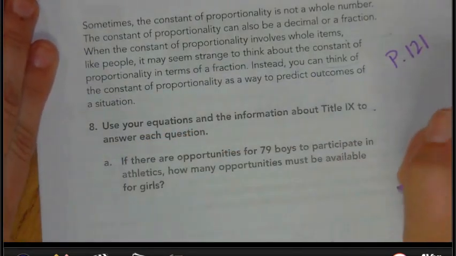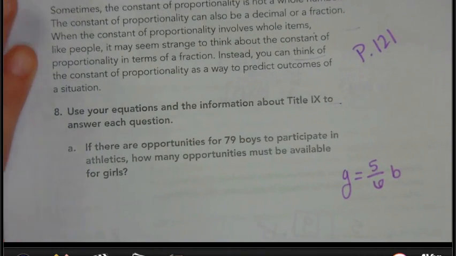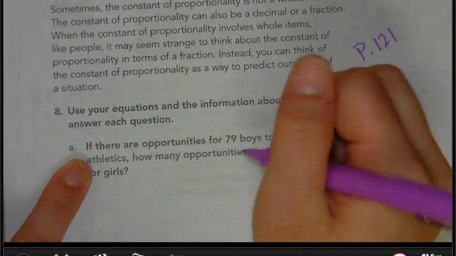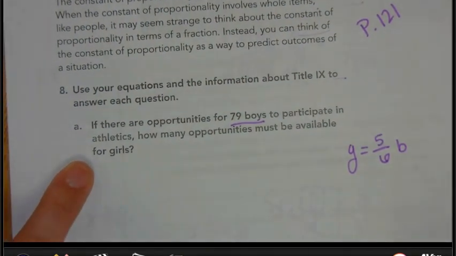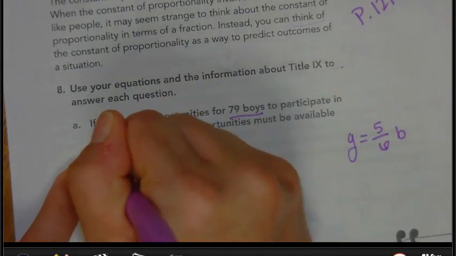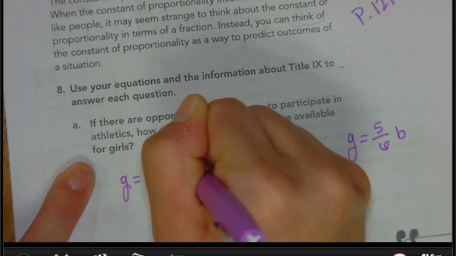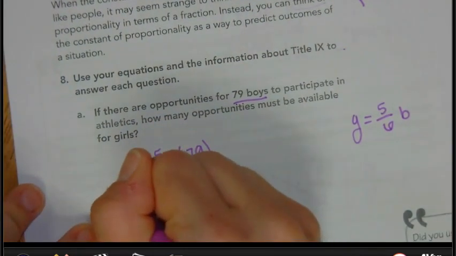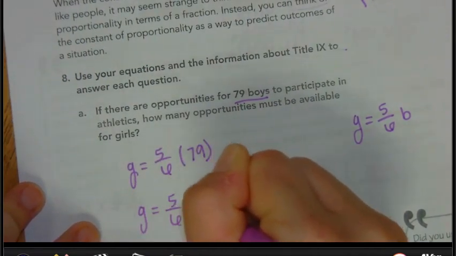So I'm going to rewrite my equation. So we just found G is equal to 5 over 6B. That's the equation that we just found. So if there are opportunities for 79 boys to participate in athletics, how many opportunities must be available for girls? All right, so I'm going to have G is equal to 5 over 6 times 79. Okay, we can rewrite this as 5 over 6 times 79 over 1.